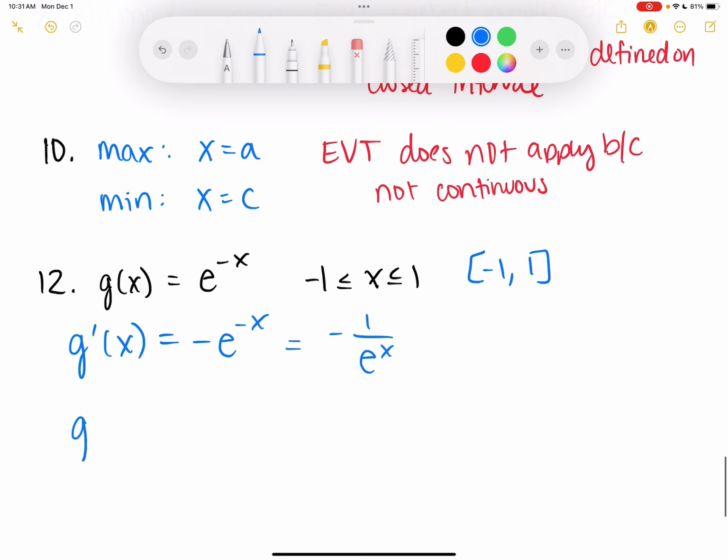So g of -1, I put in -1 for x, so I have negative e to the essentially positive 1, because negative of negative is positive. So then that is negative e. I'm going to go ahead and do the other one, and then we'll talk about max and min. And then g of +1 is negative e to the negative x.